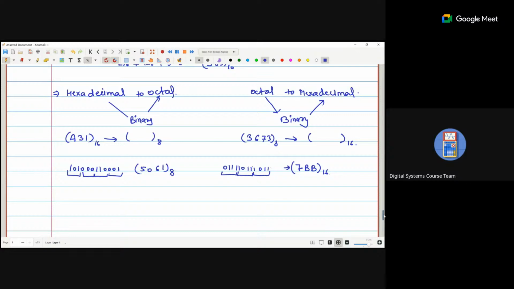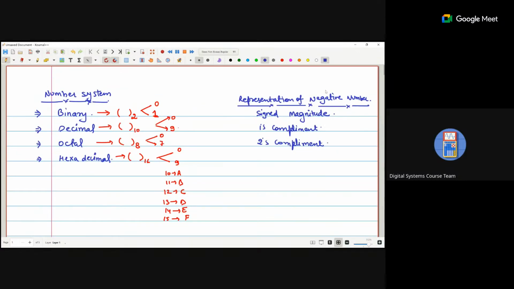So today we cover all the conversion. Now in the next class we represent the negative number: sign magnitude, 1's complement and 2's complement. Okay.